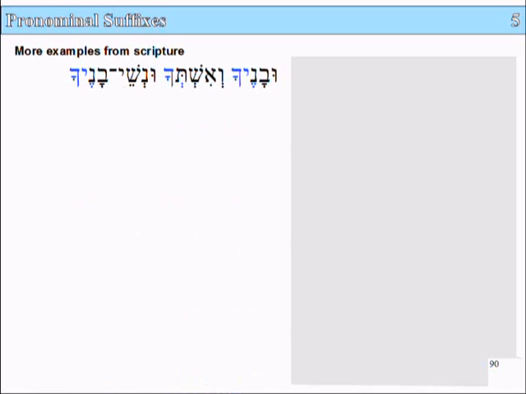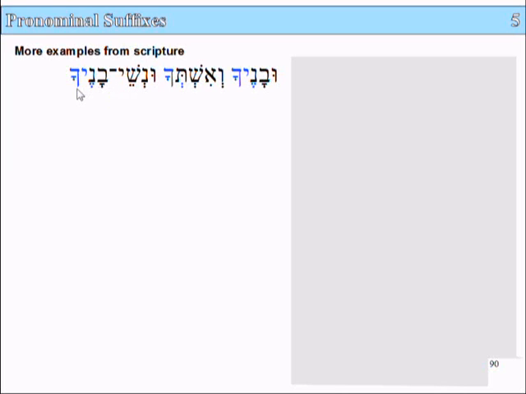First one: Uvanecha, Ve'ishtecha, Unashay vanecha. Uvanecha, and your sons. Ve'ishtecha, and your wife. Unashay vanecha, and the wives of your sons.